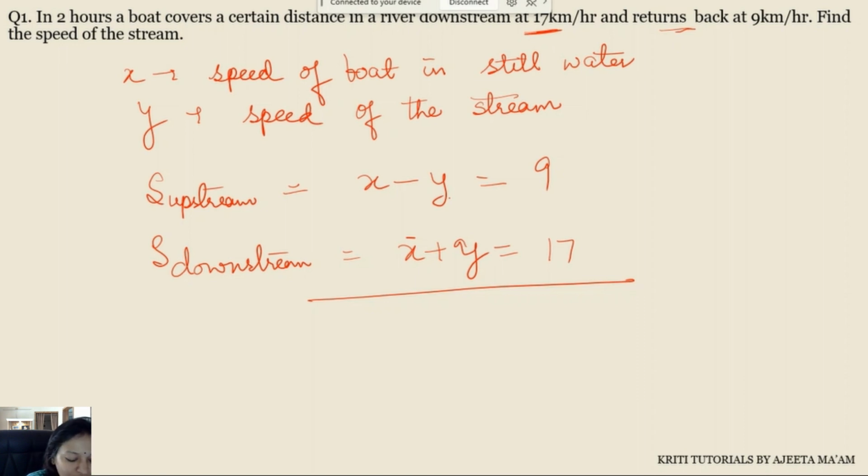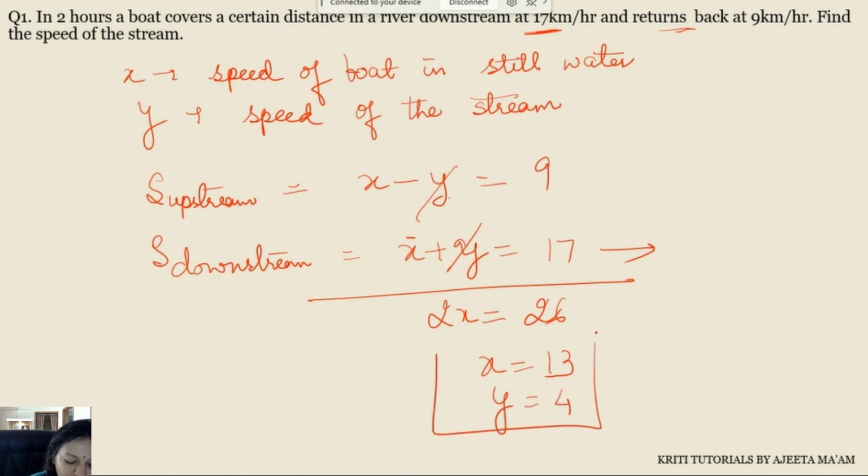So if I just add them, what will I get? 2x is 26. So what is x? X is 13. Now if x is 13, what will be y? Just put it in the second equation. What will you get? You get y is 4. So what will be your answer? Speed of the stream is 4 km per hour. It's a very, very simple question.